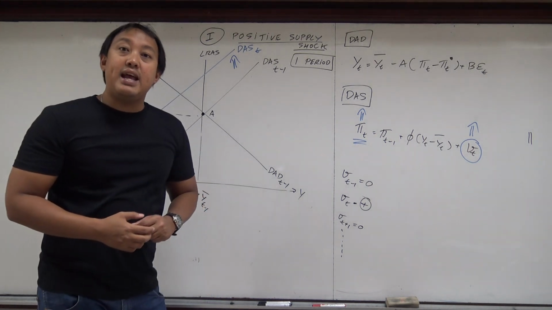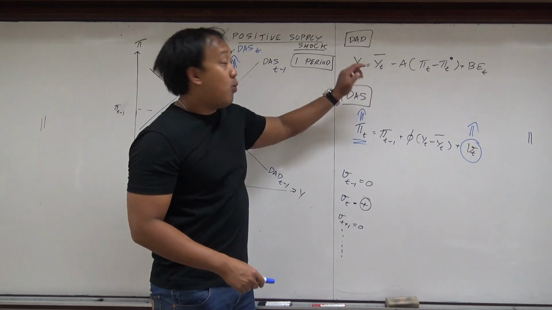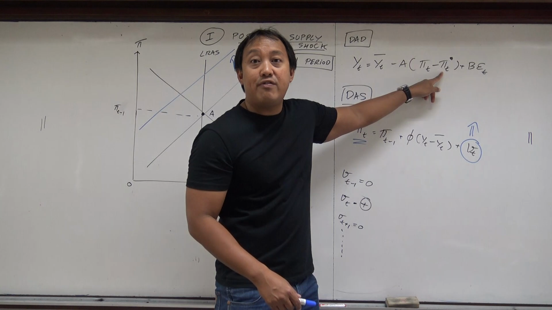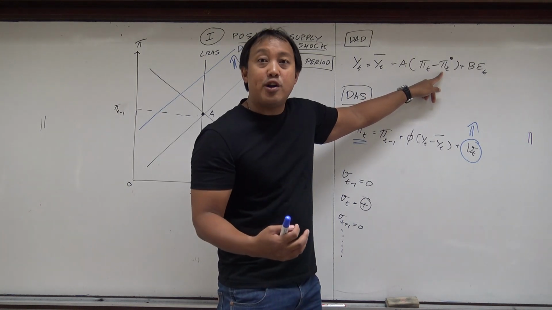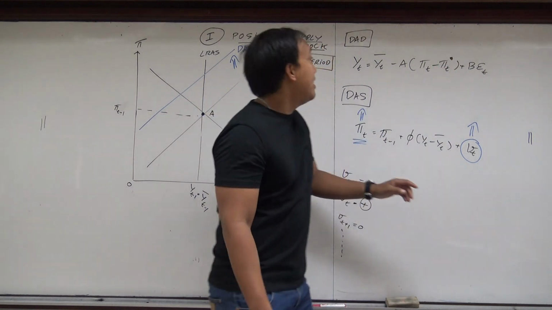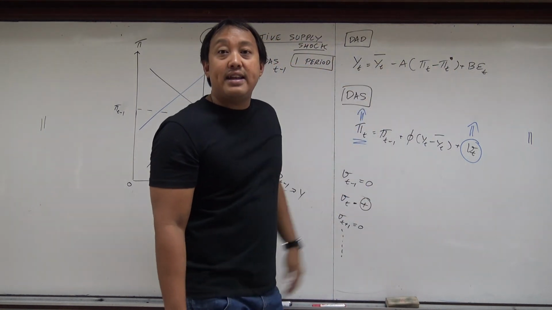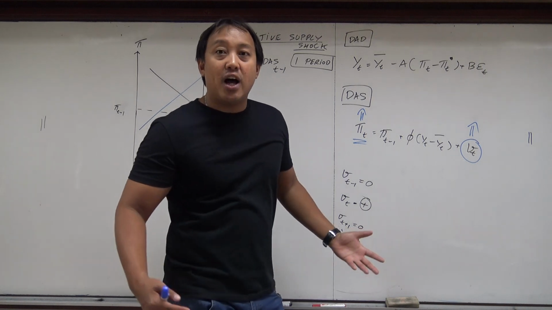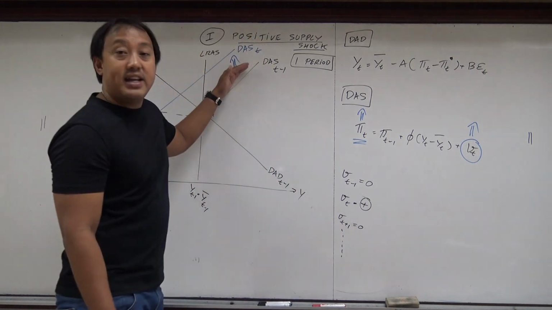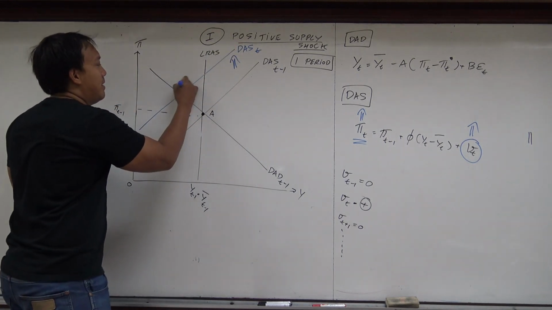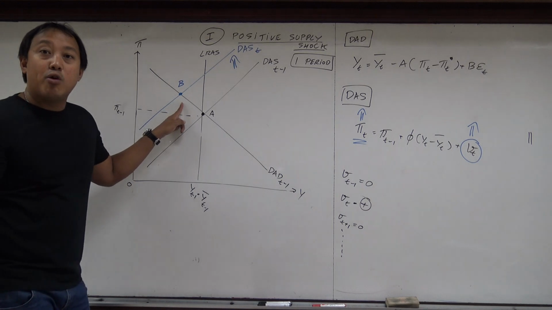How about DAD? As you can see, Y bar is still the same. Pi T star, the inflation target that is controlled by the central bank, is still the same. Demand shock? No, we don't have demand shock. So DAD is still the same. The only change on DAD is moving along the curve, because after DAS shifts up, the new equilibrium point moves here, point B.